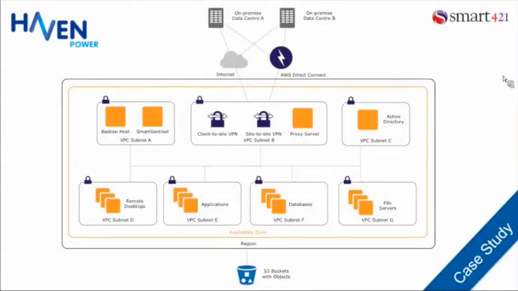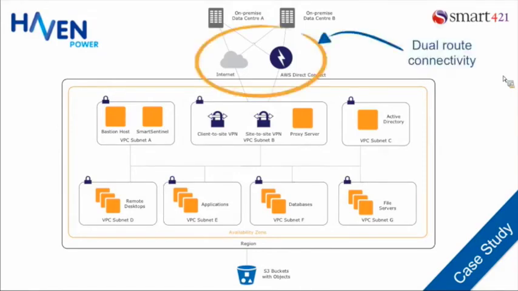So here you're looking at their VPC layout with the different subnets, and we'll just step through the different components. So the first thing is dual route connectivity, because this is a really important service for Haven. They're operating in a regulated environment under the oversight of a regulator here in the UK called Ofgem, which is the power regulator and energy market regulator here in the UK.